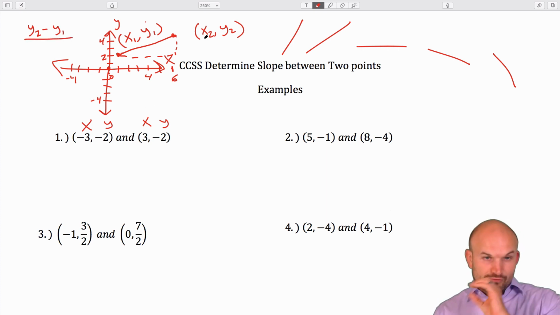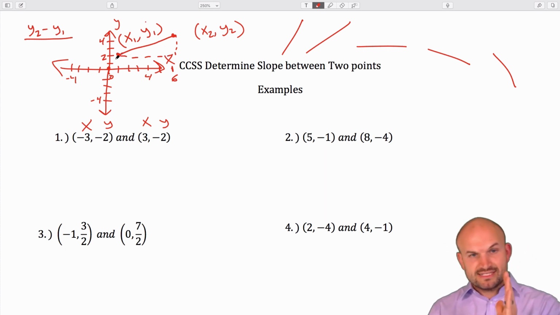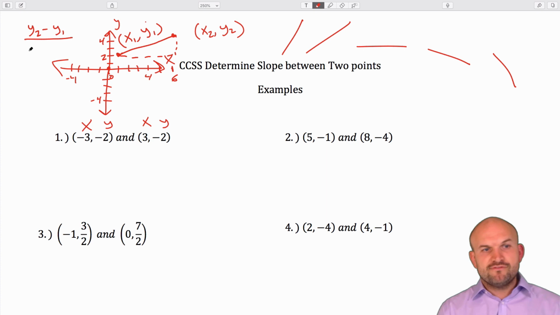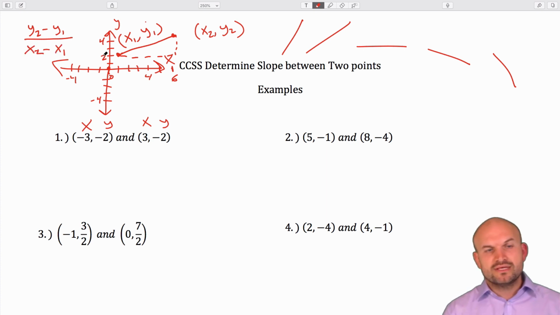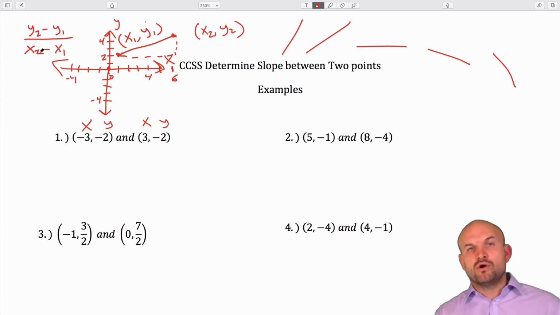Or if we want to find the change in how far we traveled, so we went from x1 to x2. Therefore, to find the change there, we do x2 minus x1. So the slope is this ratio. It's the ratio of the change in the height over the change in your distance or your horizontal distance. Also a lot of times known as your run.